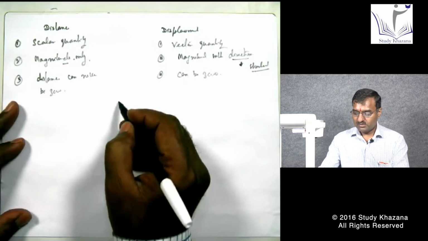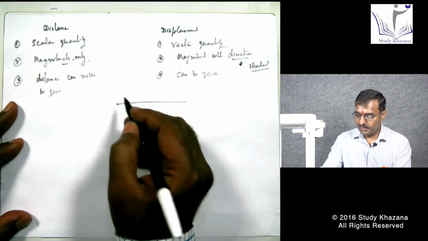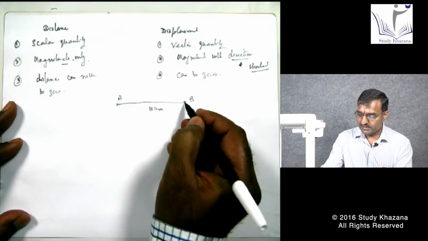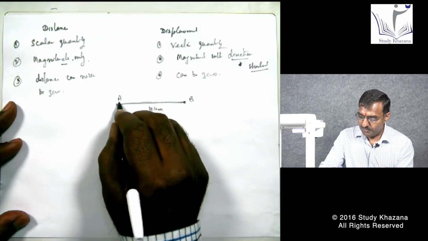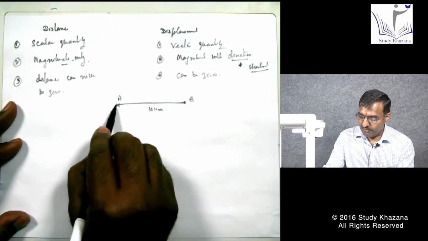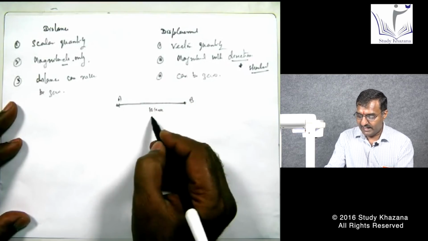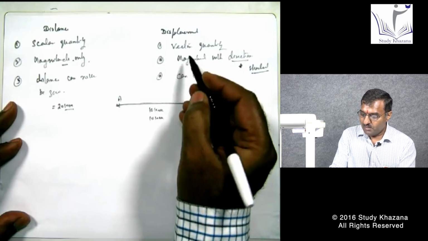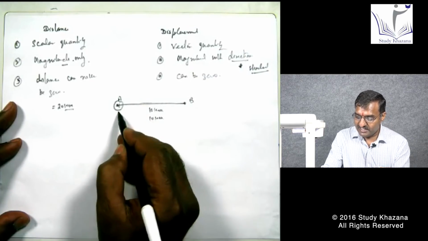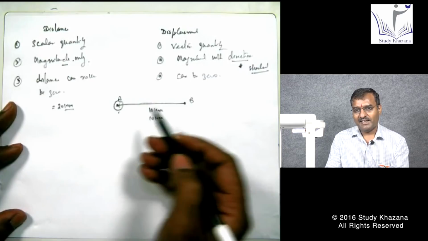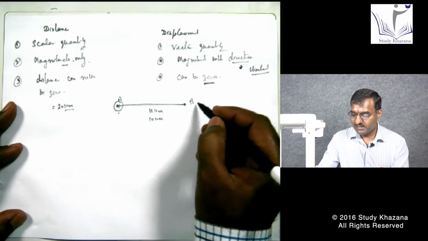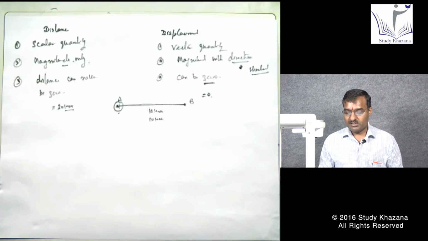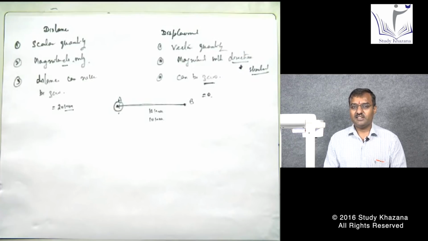How can displacement be 0? Suppose I am considering a path from A to B, say it is 10 kilometer. Now again I am coming from B to A, and it is 10 kilometer. So how much is the distance traveled? It is 20 kilometer. But what is the displacement? The initial point is A and the final point is again A, so the displacement is 0. So these are the three major differences we can find between distance and displacement.